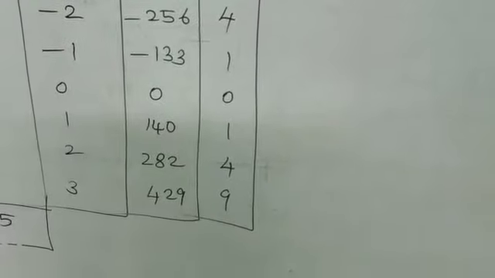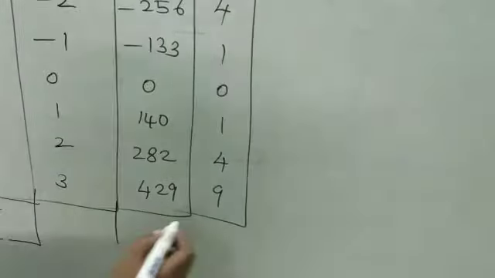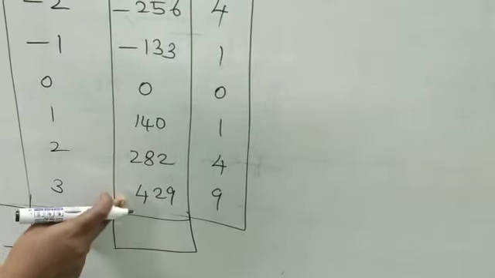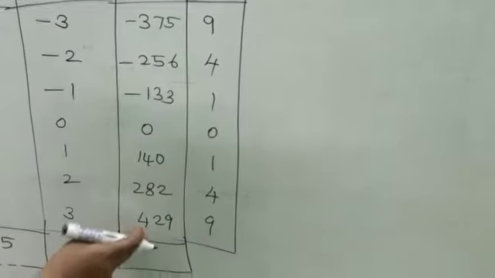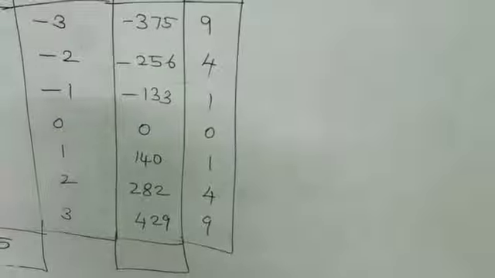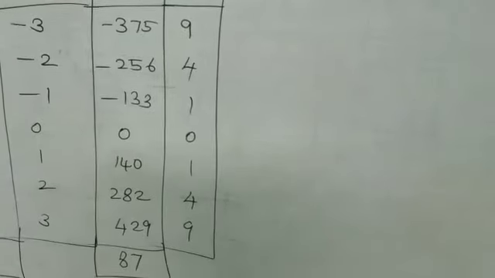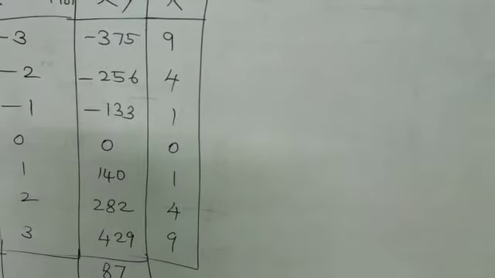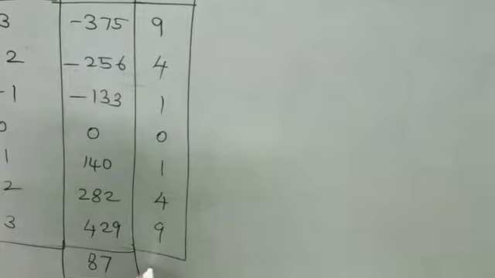Next, b value is sigma xy by sigma x square. Therefore we add the sigma xy values. Here negative numbers as well as positive numbers are there. Adding the 3 negative values and the 3 positive values and simplifying, with the help of a calculator I found the answer is 87. Next we need sigma x square, which is the addition of the last column, 9 plus 4 plus 1 and so on up to 9, that is 28.